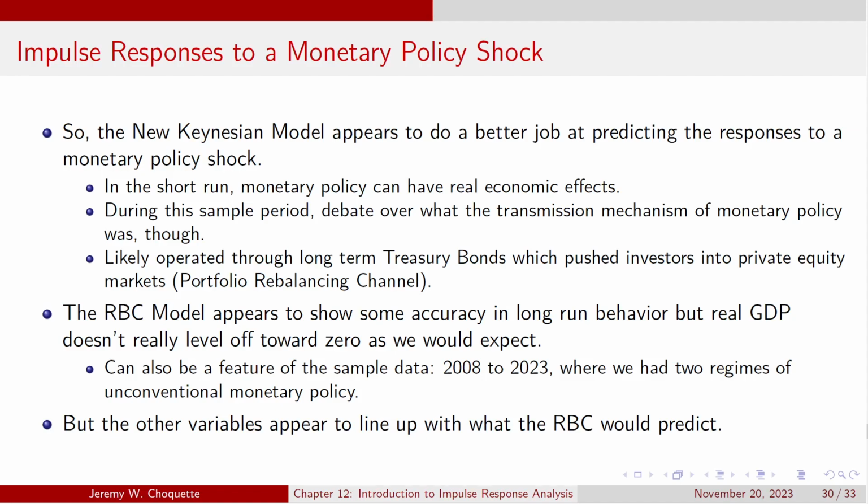Now, the real business cycle model shows some accuracy in the long-run behavior, but real GDP doesn't level off towards zero as we would have expected. This could also be a feature of the sample data. We run from 2008 to 2023. We had two regimes of unconventional monetary policy. There was the financial crisis, and then there was COVID. And some of the other variables, though, seem to line up with what the real business cycle model would predict. So maybe it's just the data, maybe it's the regime, maybe we're crossing regimes and there's weird correlations going on because we're looking at different regimes of monetary policy. A lot of different possibilities here.